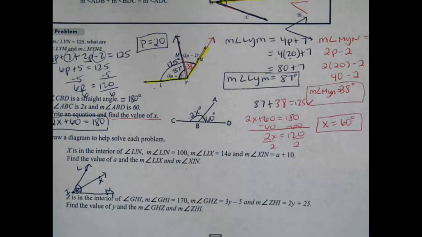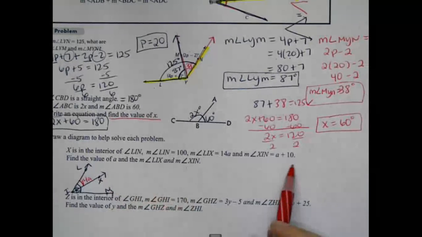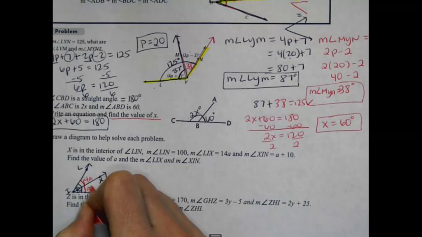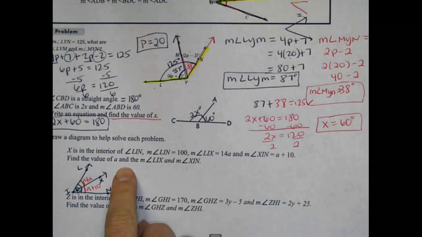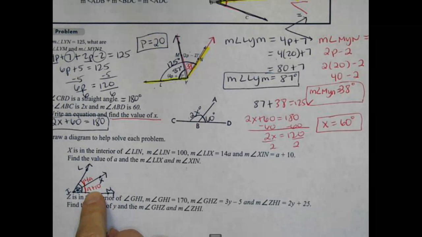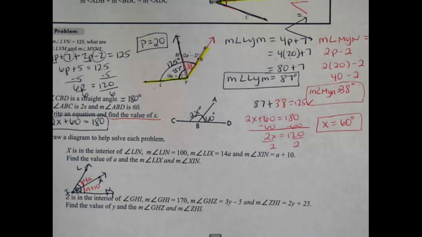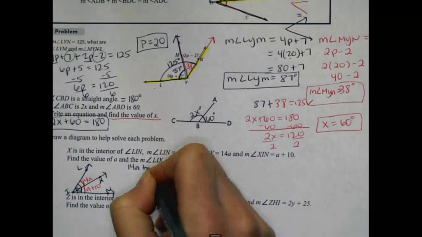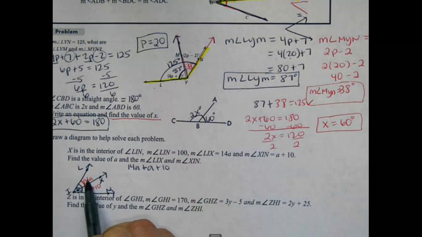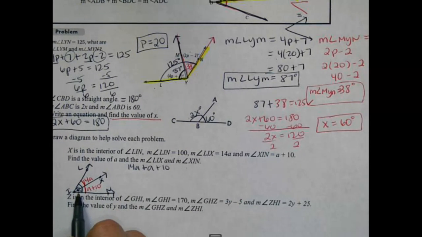And then I'm going to start labeling these. LIX is 14a. That's just this portion of it. Then we have a plus 10, which is just this portion because it's XIN. We're going to find the value of a, so we're going to have to solve for this using our angle addition postulate. And then once we find the measure of a, we need to plug it back in to determine each of those values. So 14a plus a plus 10, angle addition postulate. So this angle plus this angle has to equal the 100 degrees.